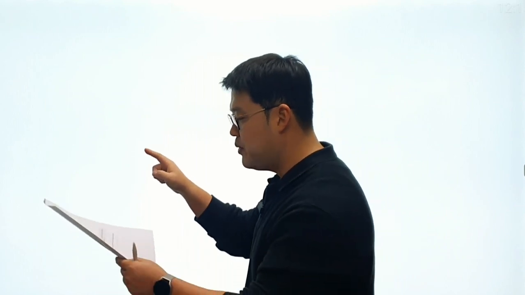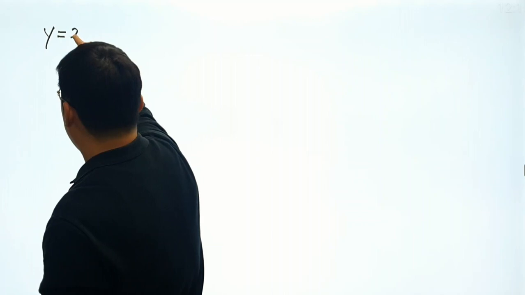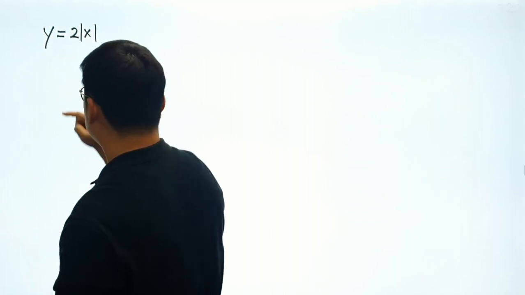Hey guys, let's try to solve question number 20 in this clip. All right, so problem 20. I need to find the area bounded by those two lines. The first is y equals 2 times the absolute value of x.